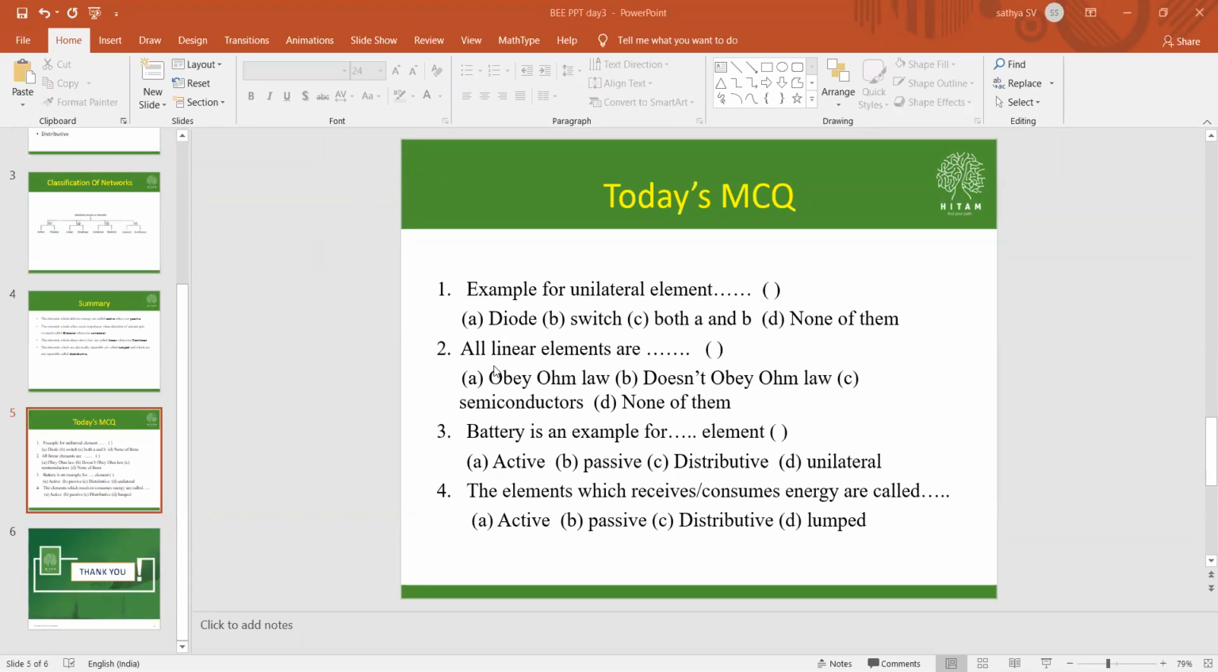Your option number A. And battery is an example for which category of element? Active. Active elements deliver energy. The elements which receive or consume energy fall under which category? Passive. Very good.